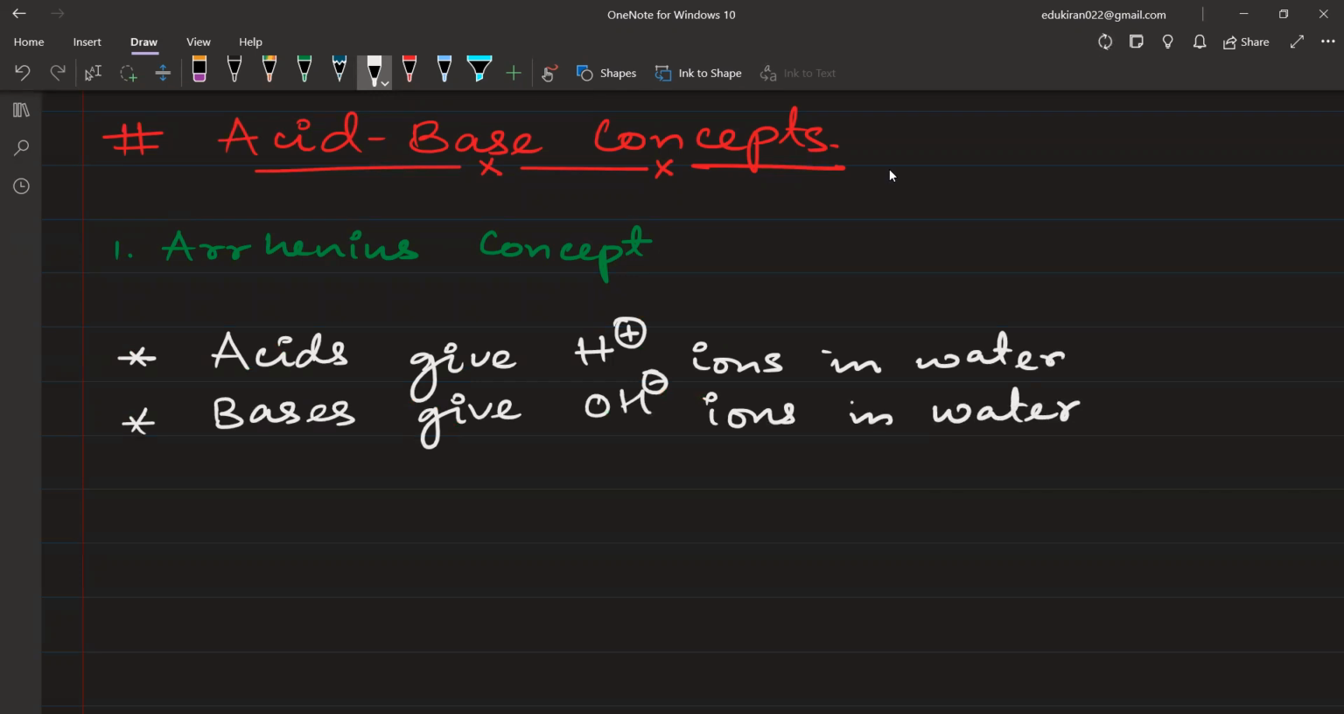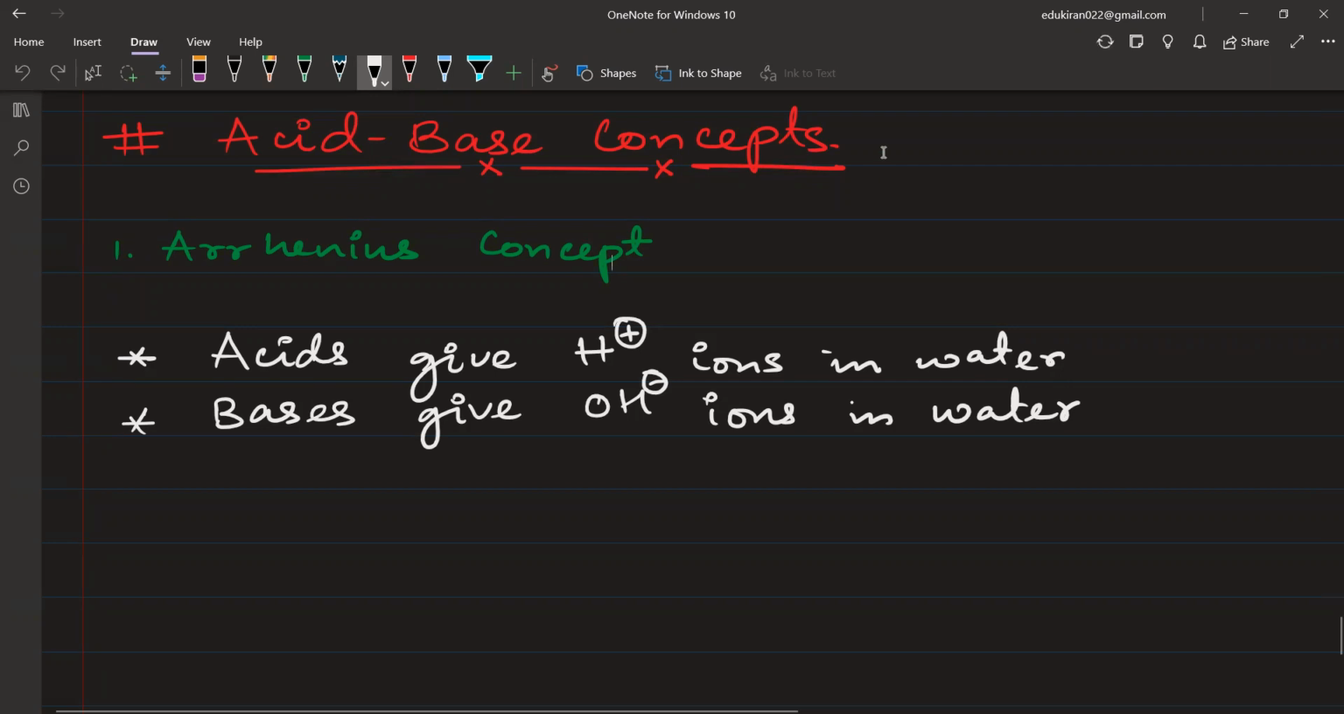Now, Arrhenius का जो concept था ना, that is going to be a bit limited because जब तक आप पानी में डालेगा पता नहीं चलेगा क्या acid और base क्या है. Okay, so Arrhenius concept was the first concept, and all the chemistry at that time was aqueous chemistry. It was done in water. That is why they classified acids as liberating H plus ions and bases as OH negative ions.